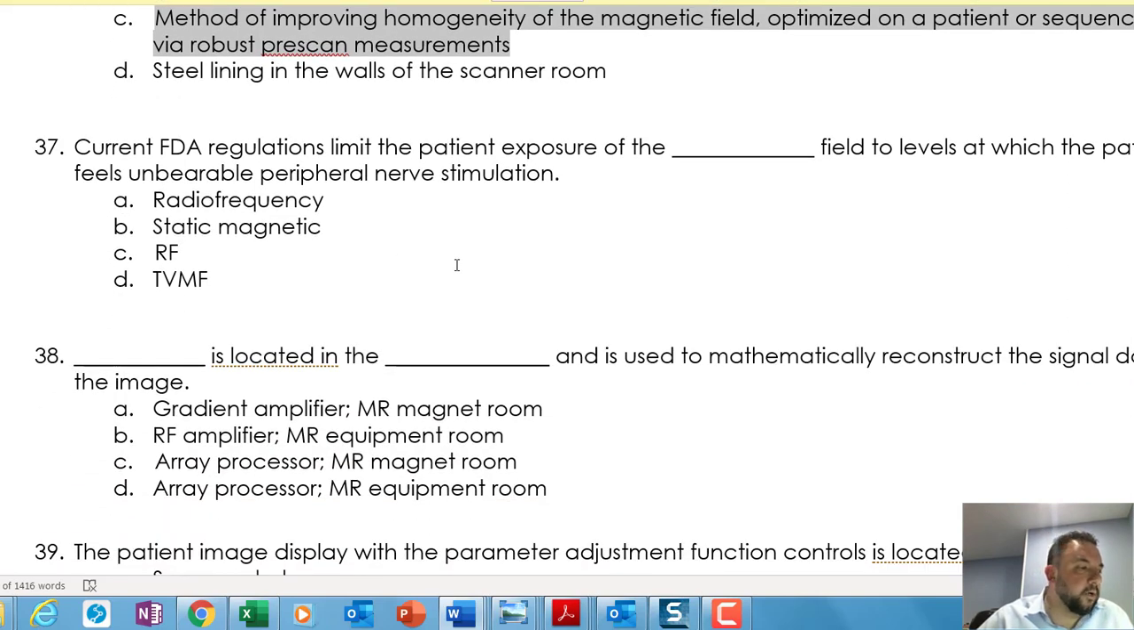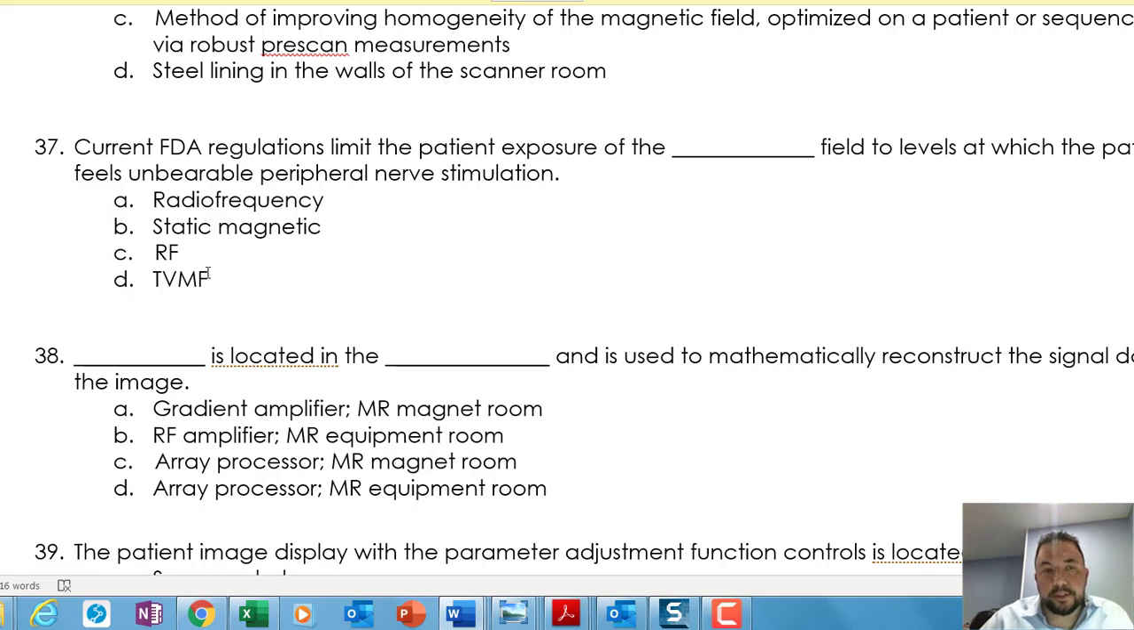Question 37. Current FDA limits on patient exposure to the gradient field, also known as the time-varying magnetic field, are set to levels at which the patient feels unbearable peripheral nerve stimulation. No set number or percentage. It's what the patient can tolerate, and that's your limit.